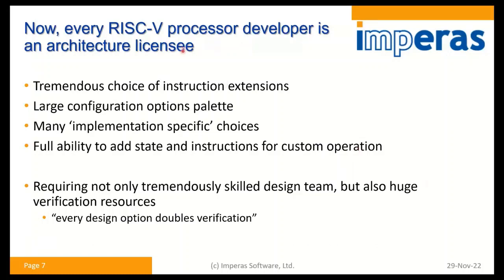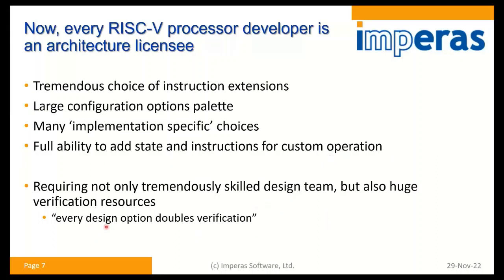And now with everybody becoming an architecture licensee, they're choosing their own instructions, they're changing configurations because there's a huge selection of options that you can choose. And actually you can do a lot that is implementation specific. You can decide how something's actually done, so it's not defined in the specification. It gives you the freedom to go your own way, not just with extensions, but also on the specific implementations, the way registers respond to illegal values and all this sort of stuff. And of course, you've got the ability to add state.